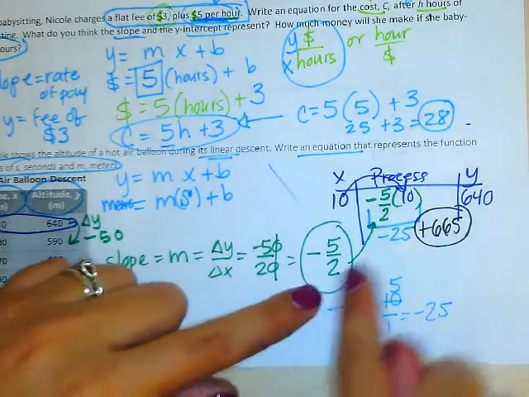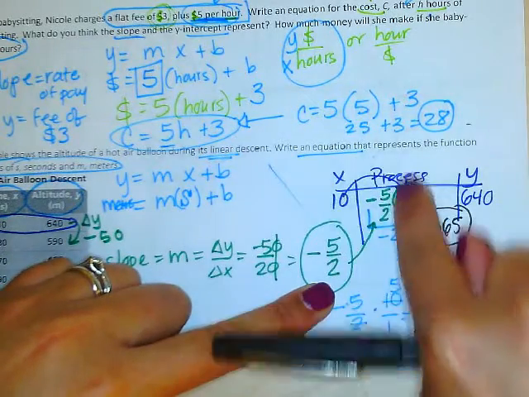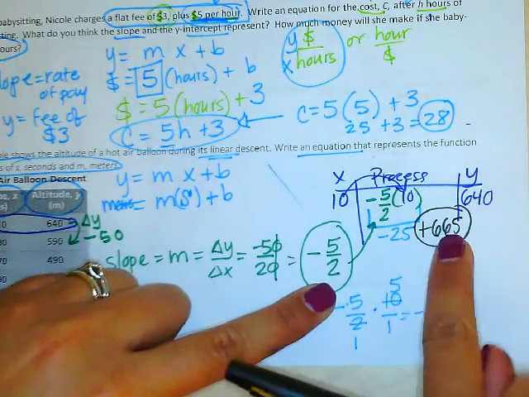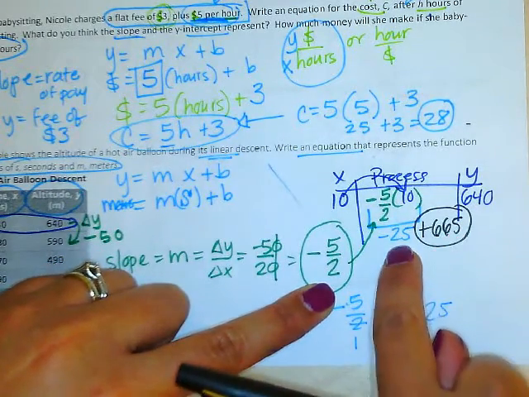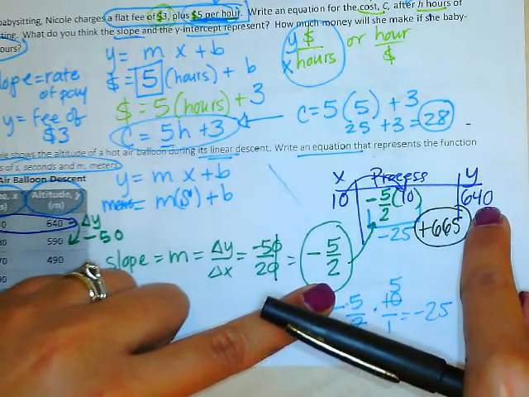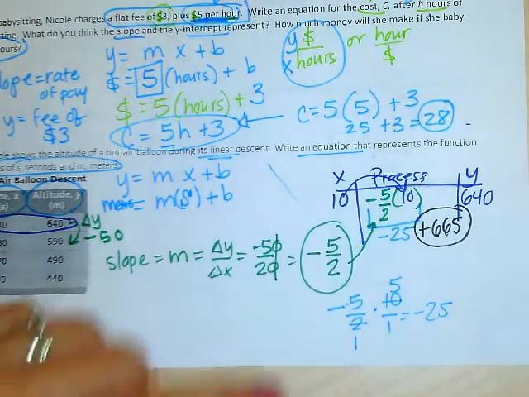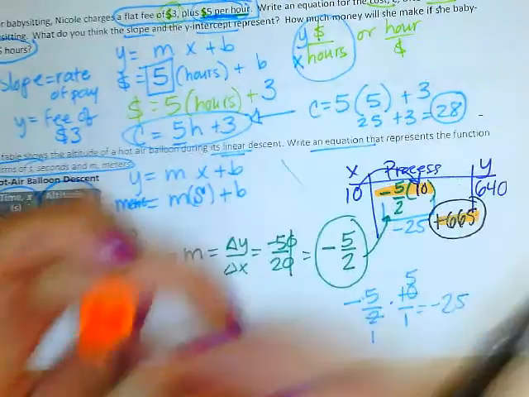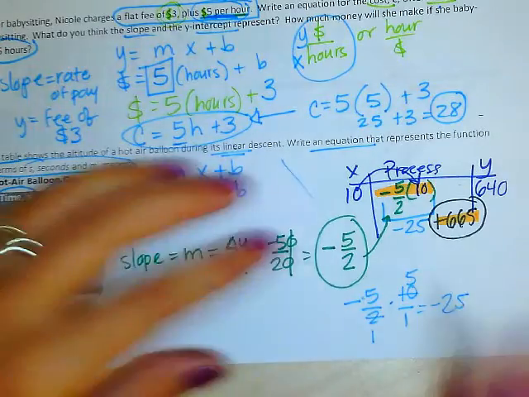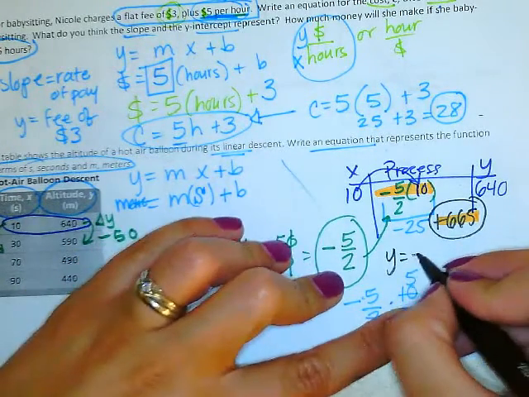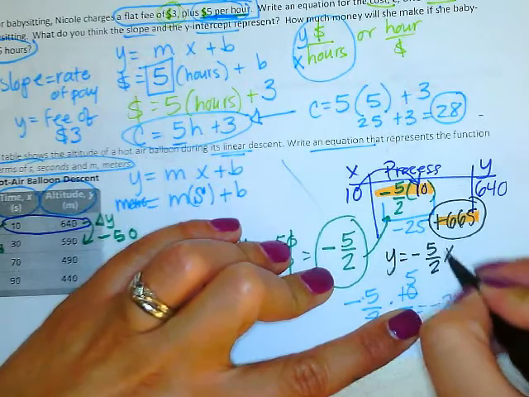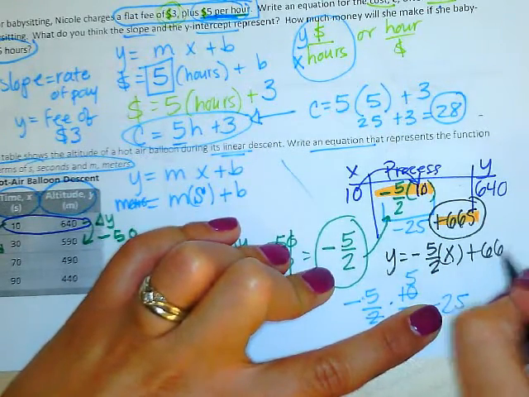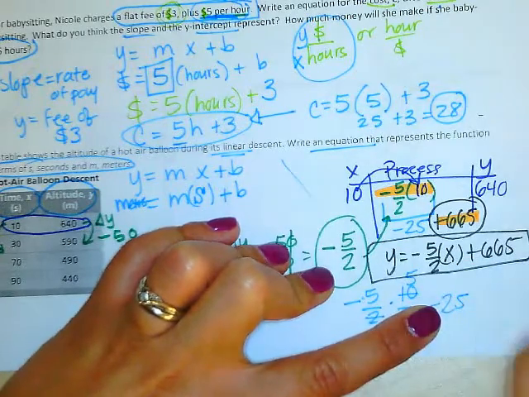Okay? So once you put in your slope, you plug in your x and test it out. And then you figure out, do I need to add or subtract something? In this case, 665. So negative 25 plus 665 gives me 640. This part right here is my b, and that is my equation. So my equation would be y equals negative 5/2 x, so for whatever value of x you want to plug in, and then you have to add 665. And that is the equation of the line.